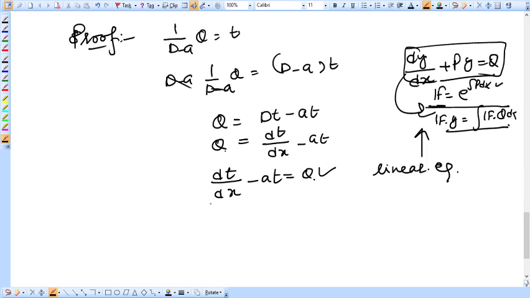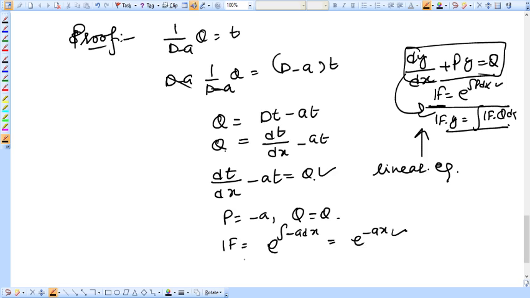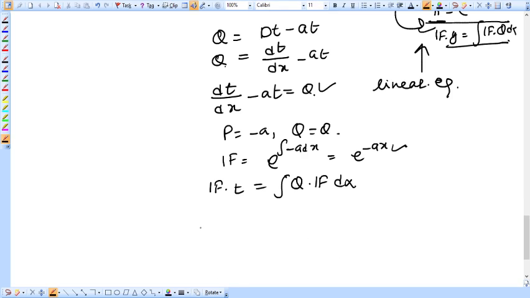So similarly is the case here. See here, what is P? P is equal to minus a and Q is equal to Q. Therefore the integrating factor would be exponential of integral of minus a dx, which is equal to e to the power minus ax. So therefore the solution will be integrating factor into T equal to integral of Q into integrating factor dx, that is, Q e to the minus ax dx.